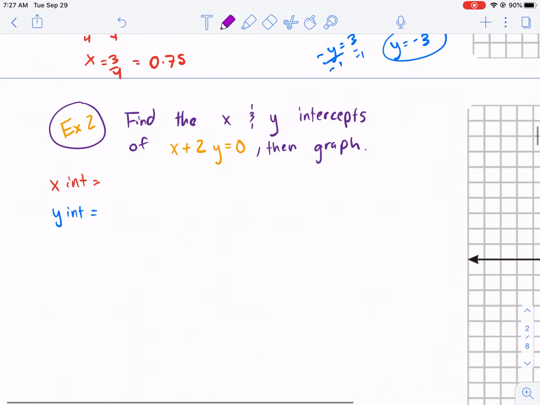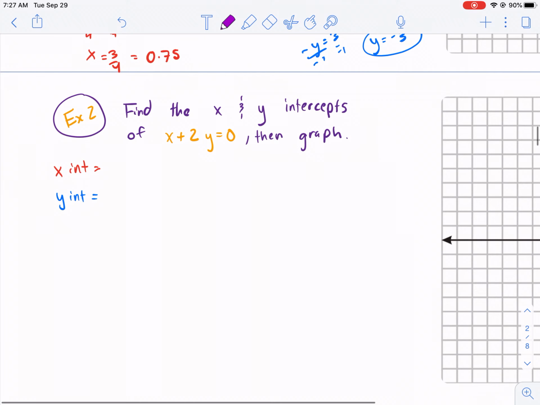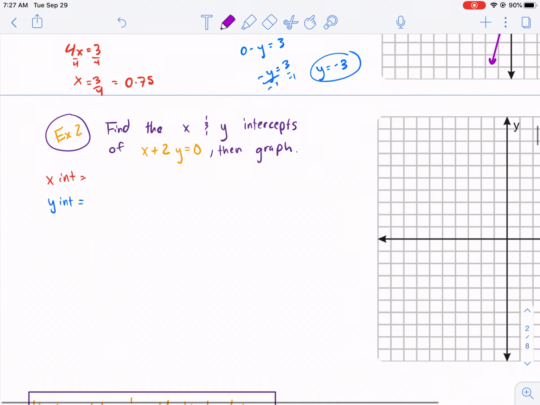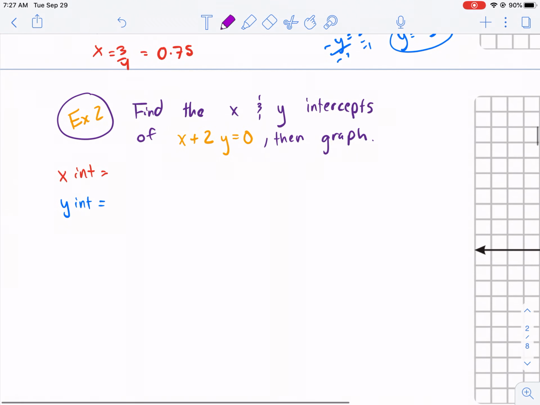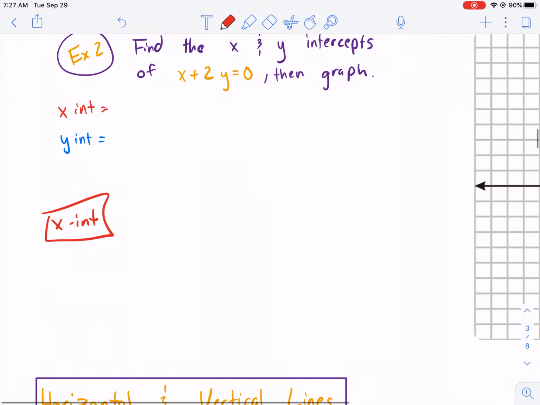Number 2, find the x and y intercepts of x plus 2y equals 0, then graph. Okay, so now let's go ahead and try this one. So we're going to plug in for our x-intercept. We're going to plug in y equals 0. So we're at x plus 2 times 0 equals 0.